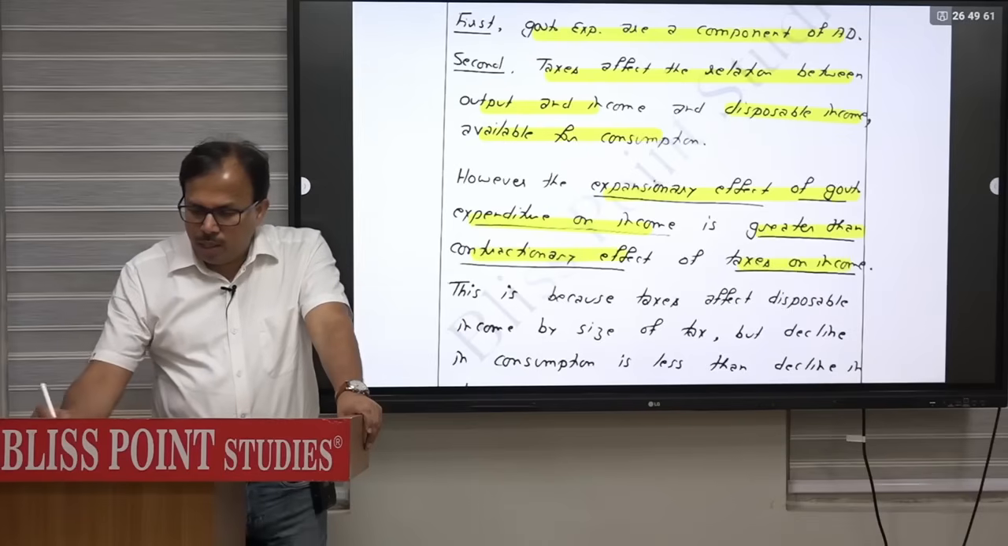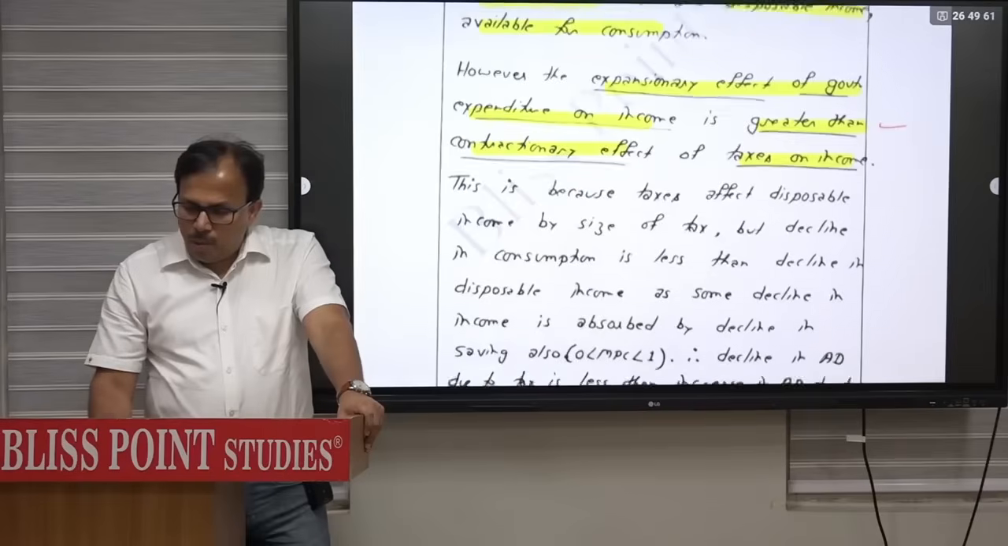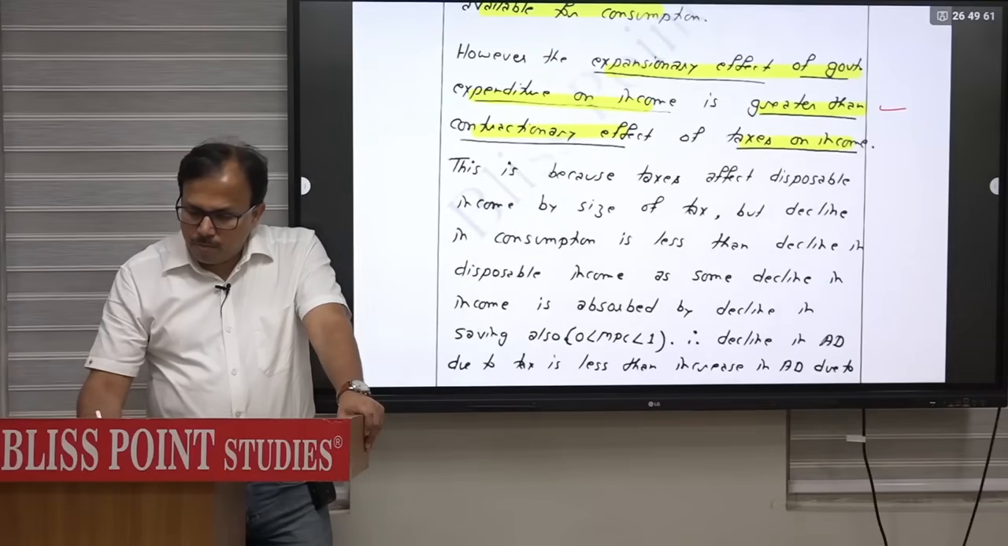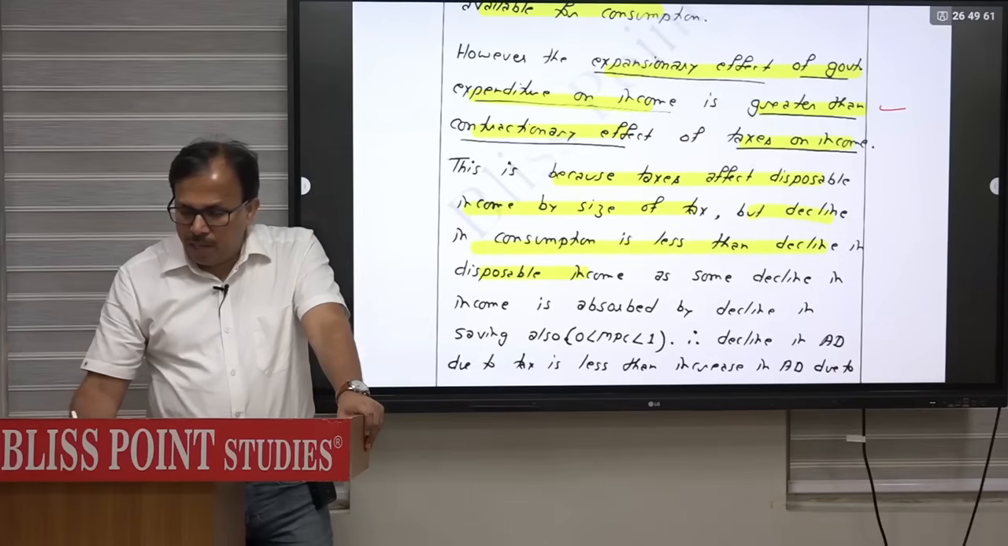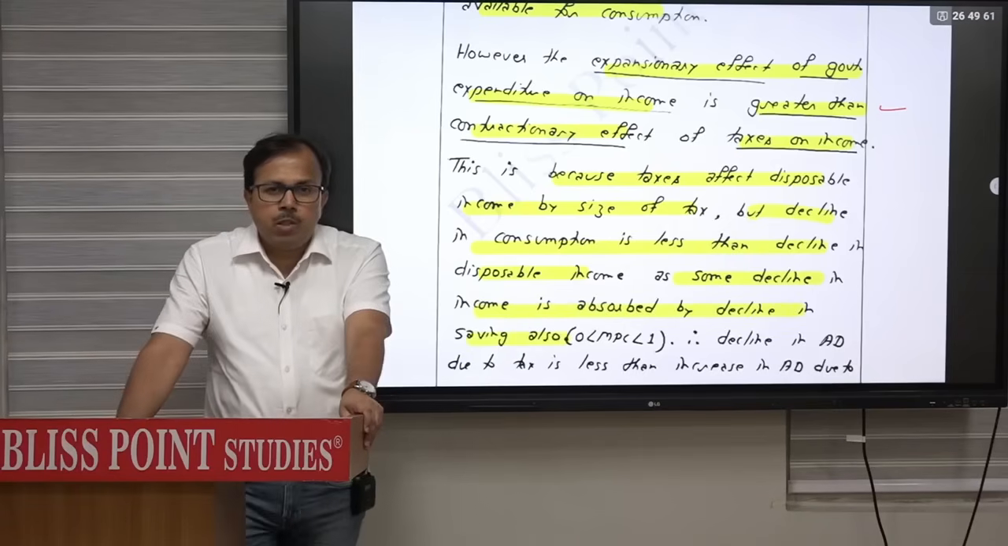You have to use critical lines like this. This is because tax affects disposable income by the size of tax, but the decline in consumption is less than the decline in disposable income, as some of the decline in income is absorbed by the decline in saving as well, because MPC is between 0 and 1.